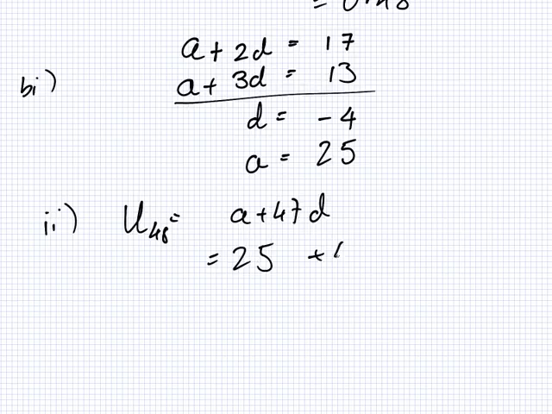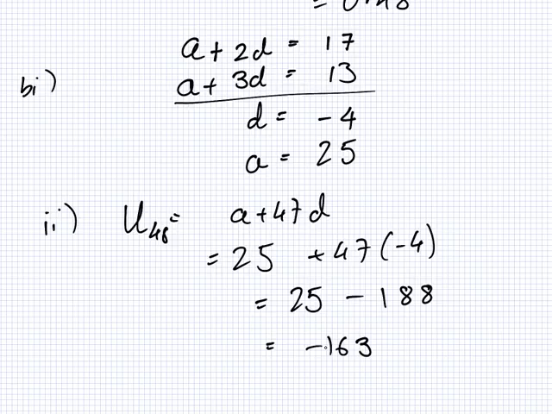25 plus 47 times minus 4. 25, 3, 6, 9, 12, minus 188. Is that right? Oh, minus 163? Really? That's right. Nice. And part 3. Find the sum of the first 36 terms.